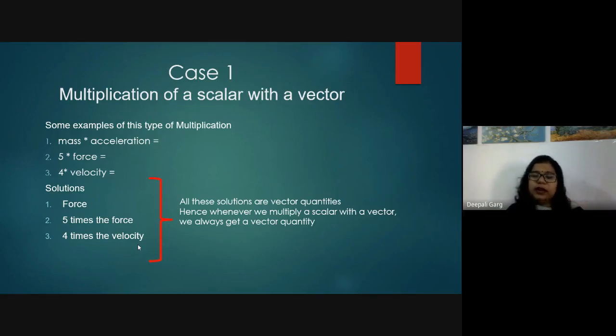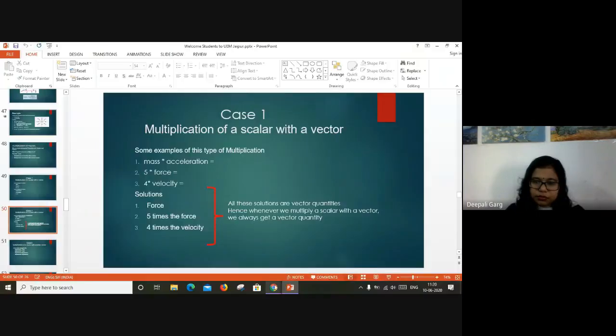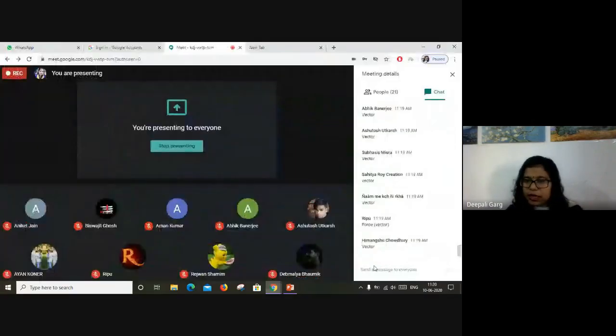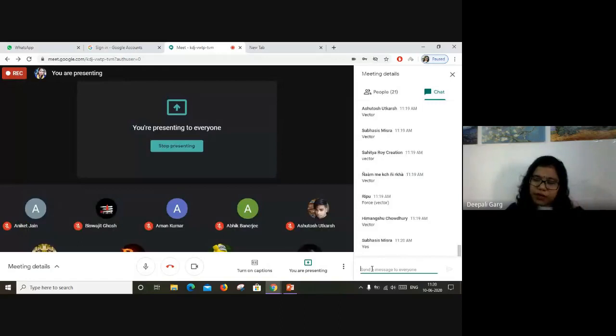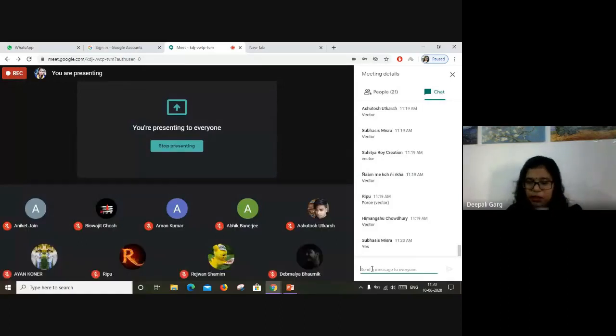If we multiply a scalar with a vector, we will always get a vector quantity. All these solutions are vector quantities. Hence, whenever we multiply a scalar with a vector, we always get a vector quantity. Right? So do we agree till now? Whenever we multiply a scalar with a vector, in each case we will get a vector quantity.